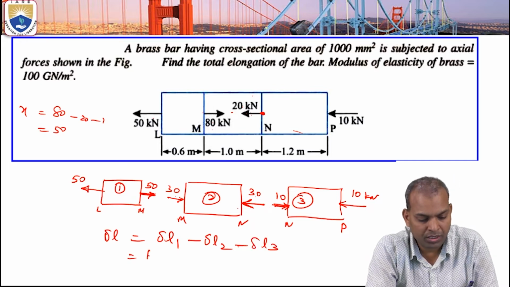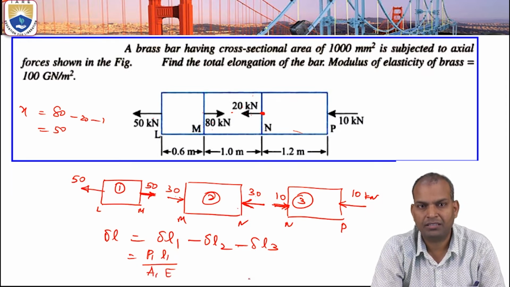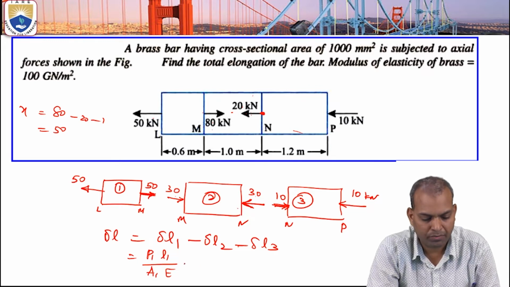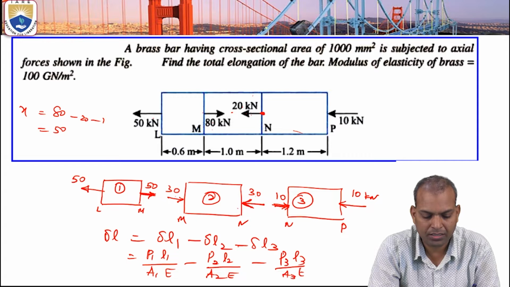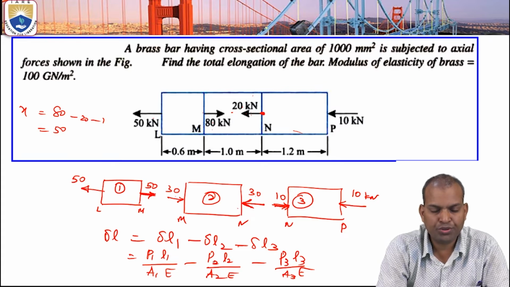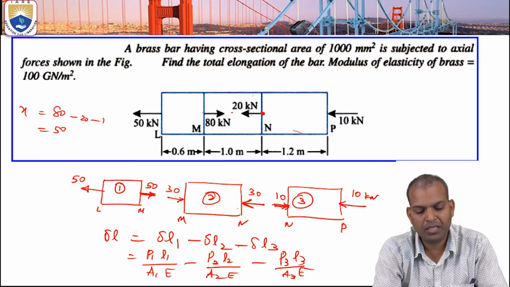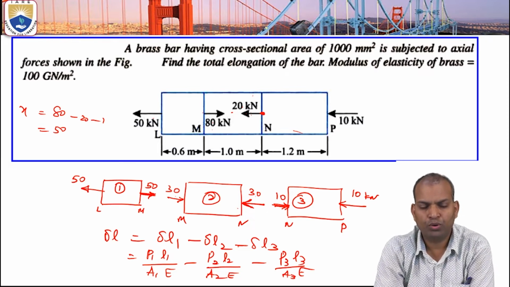What is the delta L1? P1 L1 by A1 E, because E is the same, the material is brass throughout, minus P2 L2 by A2 E, minus P3 L3 by A3 E. Now here, what is the P1 for section 1? 50 kilonewtons. What is the P2? 30 kilonewtons. What is P3? 10 kilonewtons. It is the same cross section but variable load.